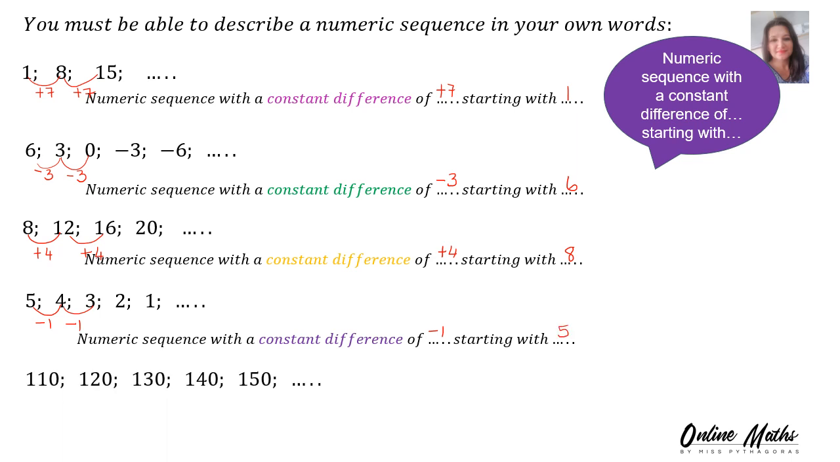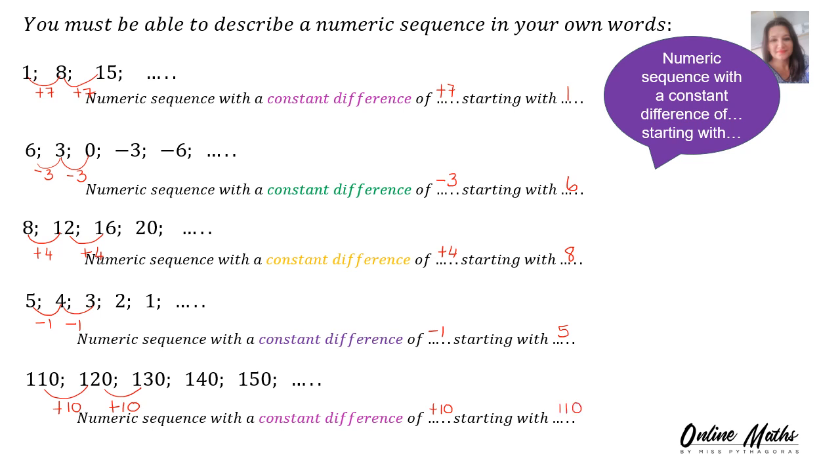This sequence, 110, 120, 130, etc. Now you can see to get from 110 to 120, you added 10. To get from 120 to 130, you added 10 again. Therefore, that is a numeric sequence or a linear sequence with a constant difference of plus 10, starting with the number 110 as the first term.